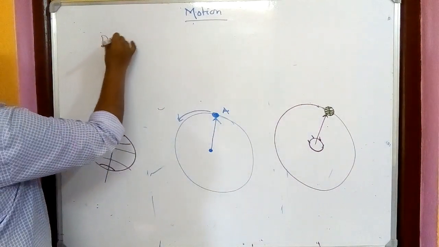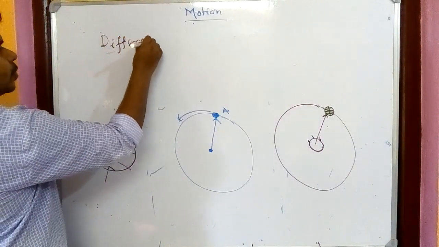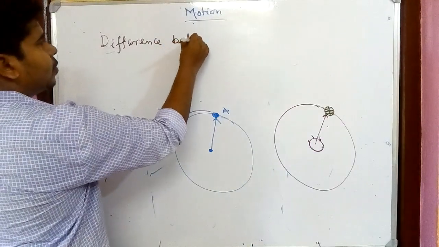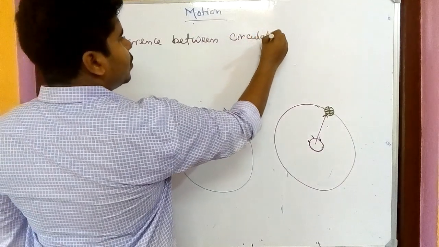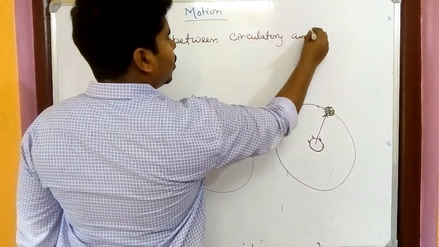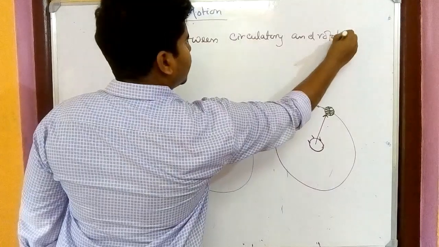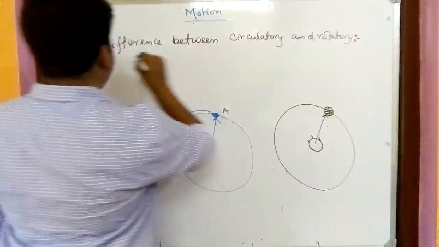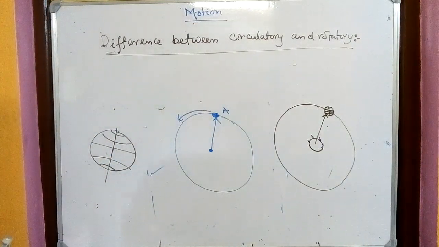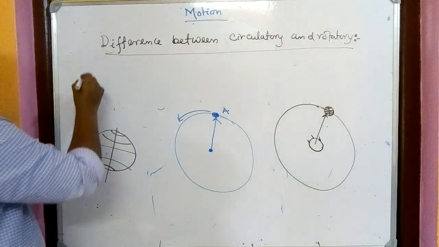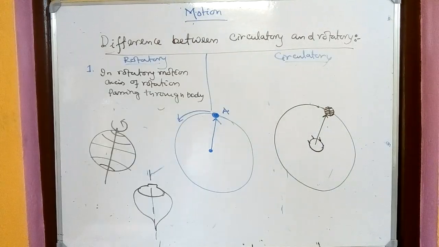So, the difference between circulatory and rotatory. If we have seen here, there are two main differences. What are the main differences? Sorry, my video is disconnected a little bit. So what we have discussed is the difference between rotatory and circulatory motion.